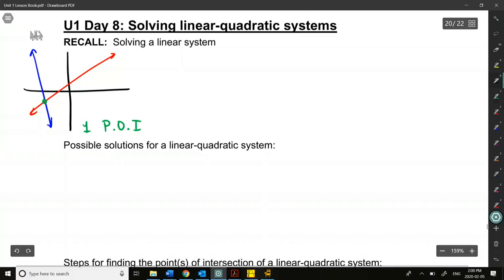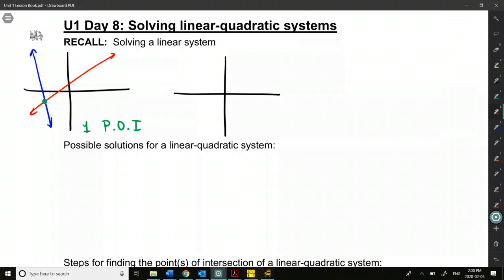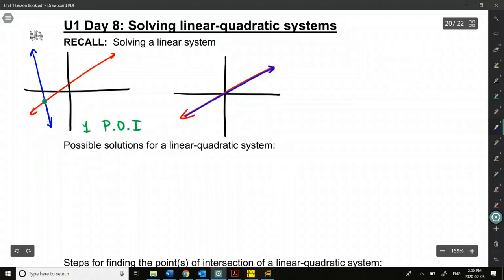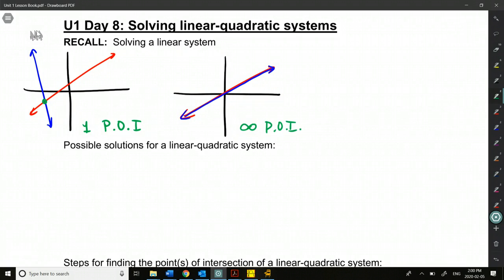What are other options for how linear systems can intersect? Does anyone remember? Kira? They can be like the same line, so they intersect like always. Right, so if I have two lines that are essentially the same, they overlap each other, so they intersect everywhere. So we would say infinite points of intersection here. We call this parallel coincident because they're parallel and also the same line.